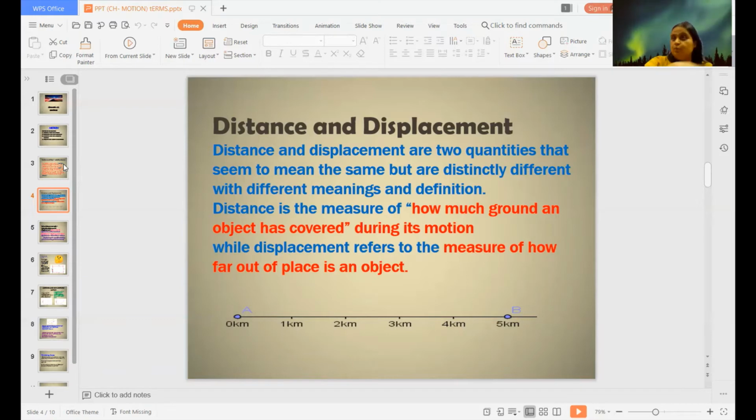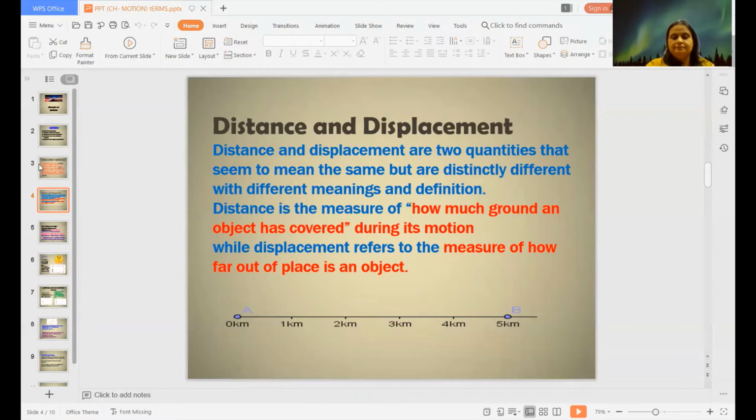Like, you have gone around the whole world, but you again come back to your home. So from where you started, you started from your home, and after going around the whole world, where have you come back? You have come back to your home. So in this whole situation, if you see, what is the displacement? That is 0.